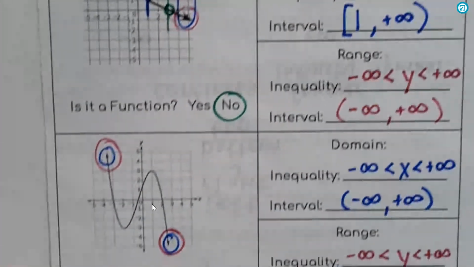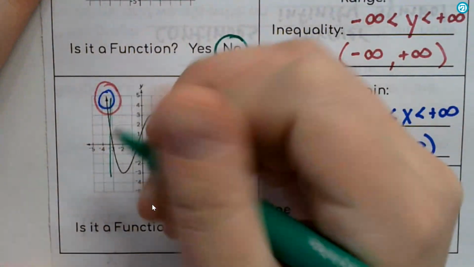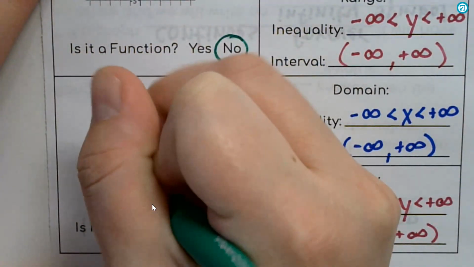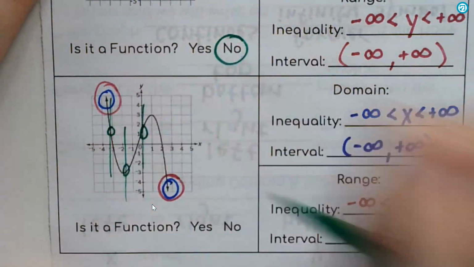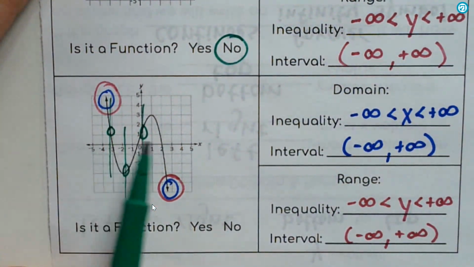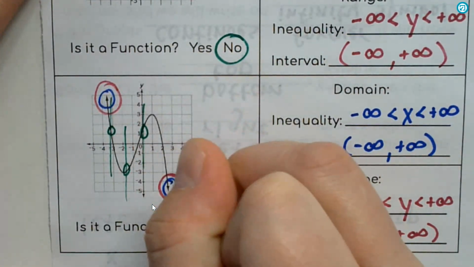Okay, and then the very last one, I can draw a vertical line anywhere. So I can draw a vertical line here. It's only going to cross once. I can draw a vertical line here. It only crosses once. I can draw a vertical line right here. It only crosses once. I can draw a vertical line anywhere on that graph. It's never going to cross more than once. So this one is a function. This one is a yes.